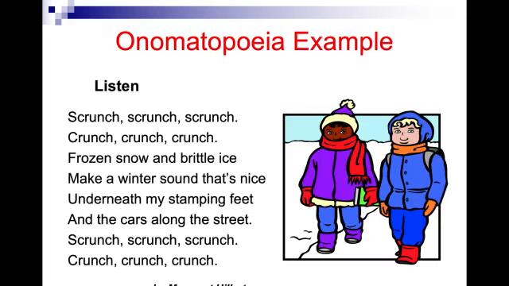As an example, we will be listening to Listen by Margaret Hillert, where we have two people walking through the snow, and the onomatopoeia is the sounds of them walking through the snow. Scrunch, scrunch, scrunch. Crunch, crunch, crunch. Frozen snow and brittle ice make a winter sound that's nice. Underneath my stamping feet and the cars along the street. Scrunch, scrunch, scrunch. Crunch, crunch, crunch.